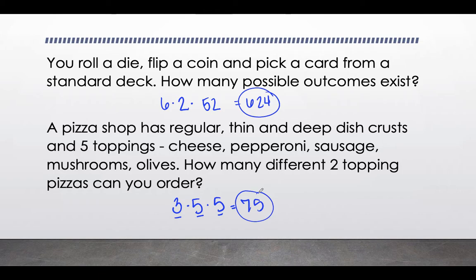If you did not want to repeat your topping for your second option, then there would only be 4 options. That would mean that instead of 75 possible outcomes, we would only have 60.